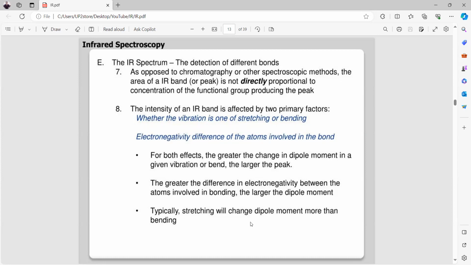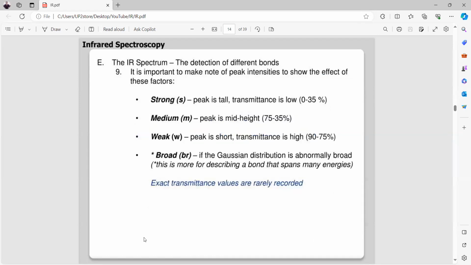Typically, stretching will change the dipole moment more than bending. So you can notice stronger bonds can be stretching and weak bonds can be bending. In the IR spectrum, it's important to make note of peak intensity to show the effects of these factors. Peak intensity may be strong, medium, weak, or broad.